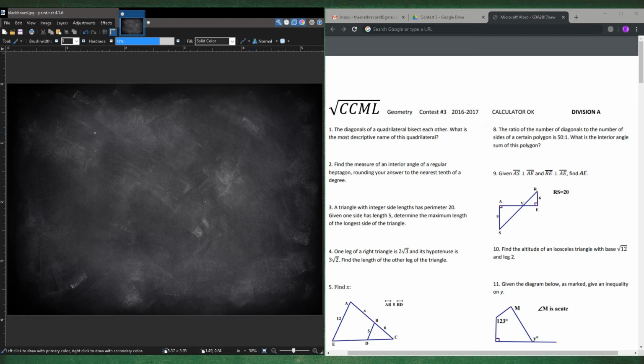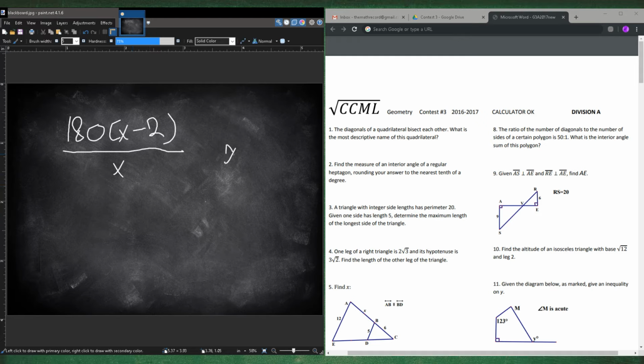Number 2, the measure of a regular heptagon. Find the measure of the interior angle of a regular heptagon, rounding your answer to the nearest tenth of a degree. Okay, the sum of the angles of a polygon with x sides is equal to 180 times (x minus 2). Just think about it. If x is equal to 3, which is your triangle, it's 180 degrees. If x is equal to 4, which is a square, it's going to be 360. So it makes sense. Since you have x sides, you have x angles, so you just divide by x. That will give you the answer.